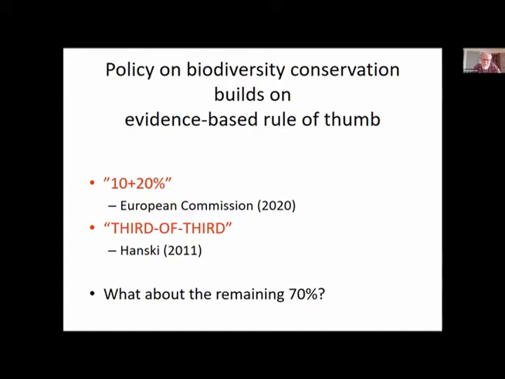So again, some argue or believe that these policy targets are just sort of invented, taken out of the blue. But if I talk like a conservation biologist, these numbers 10 plus 20 are actually evidence-based. Some don't like it, but that's a different story. But then if you have 30%, what happens, or what should happen to the other 70%? And that's what I'm going to spend some time on now.